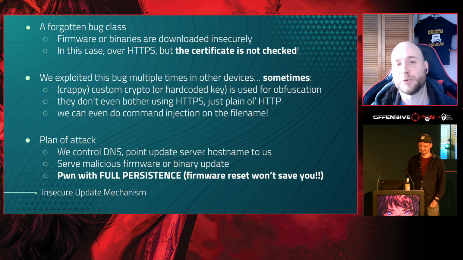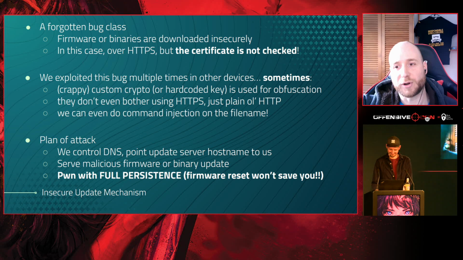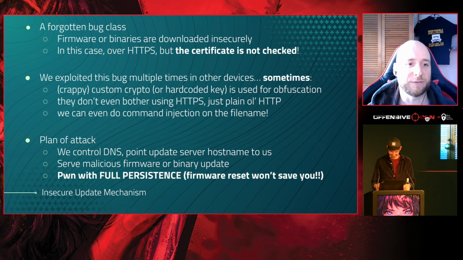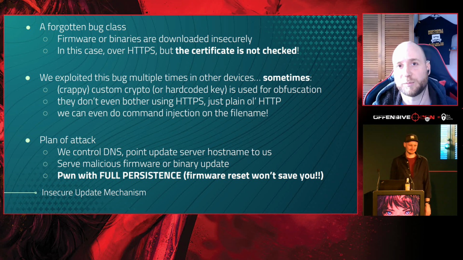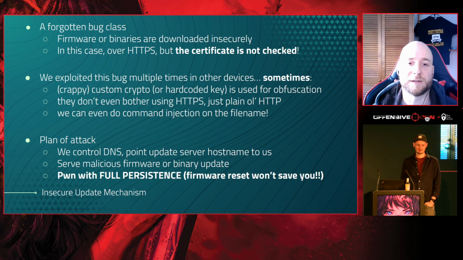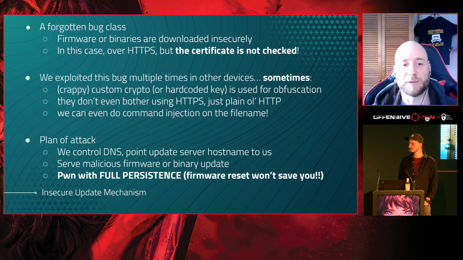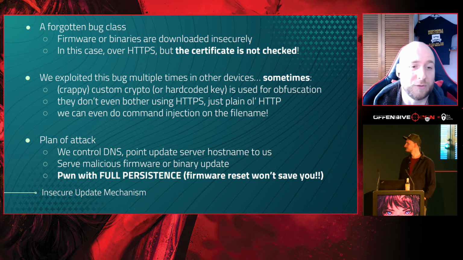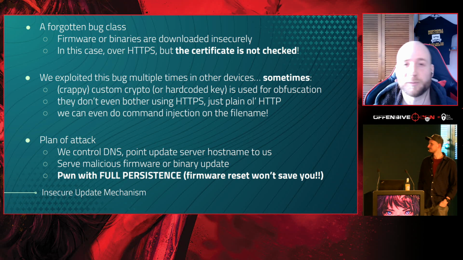And that's it. We like to think of this as a kind of forgotten bug class. Basically, firmware and binaries are downloaded insecurely. In this case, it's done over HTTPS, but the certificate is not checked. And we exploited this bug multiple times in other devices. Sometimes there's some crappy custom crypto or a hard-coded AES key used for obfuscation. Sometimes they don't even bother with HTTPS, they just use HTTP or FTP. And sometimes we can do crazy stuff like command injection in the file name. You don't even need to deliver an exploit.